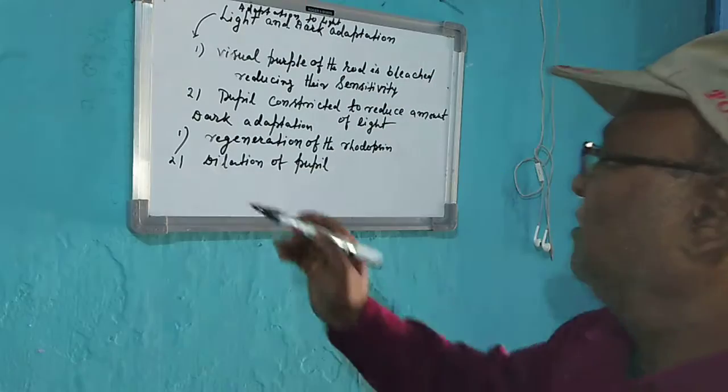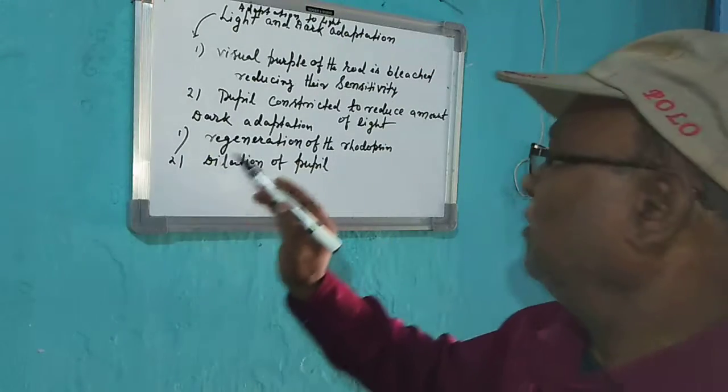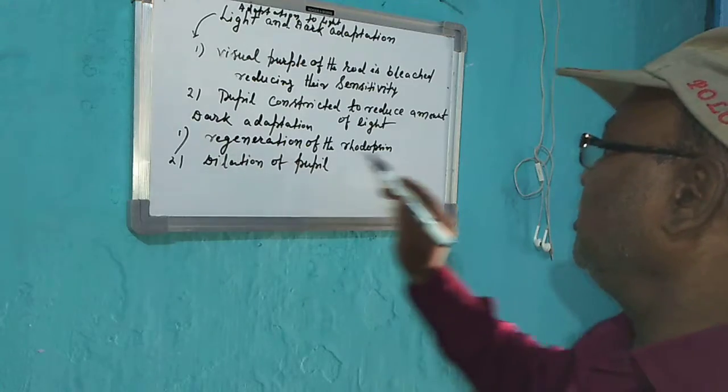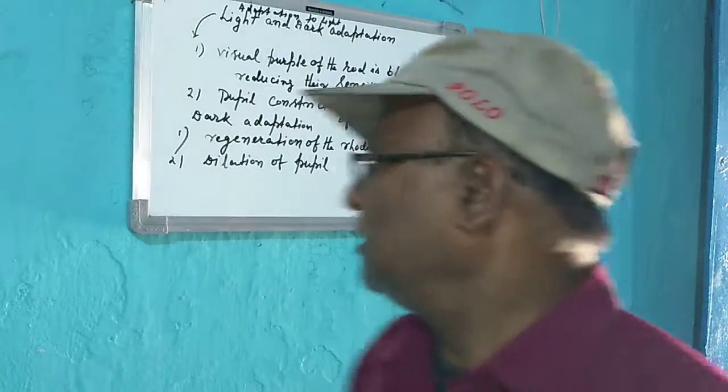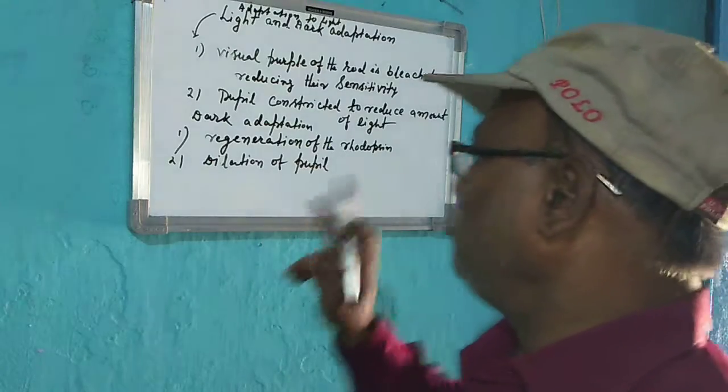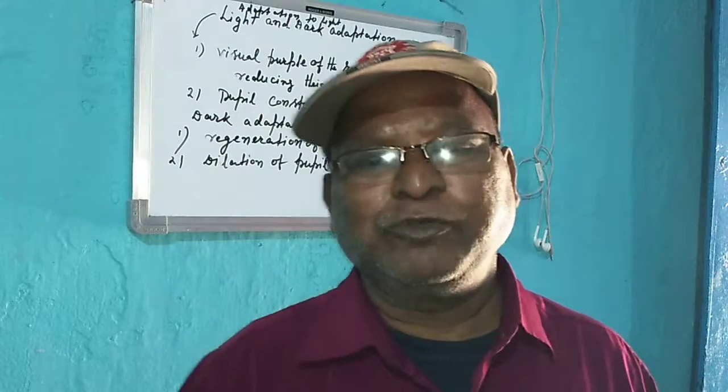The reason is, in the dark room, the rhodopsin pigment is regenerated, which enables the rod cell to function. And plus, the pupils get more dilated, permitting more light to enter the eye and make the object visible.